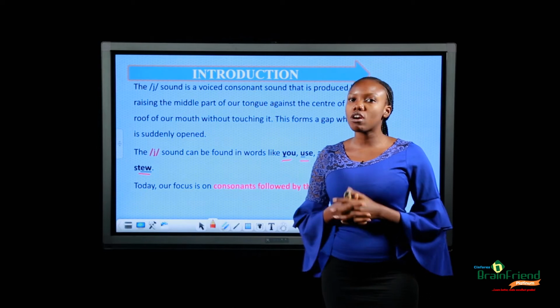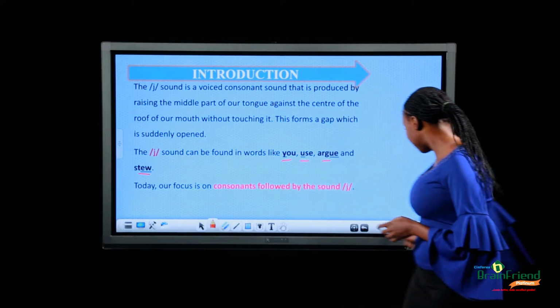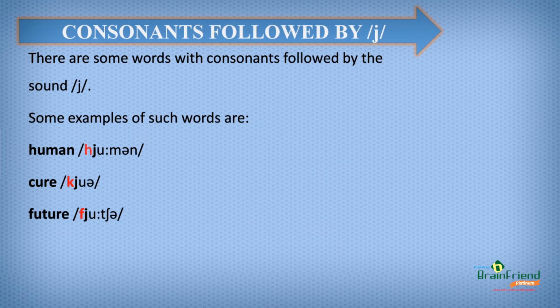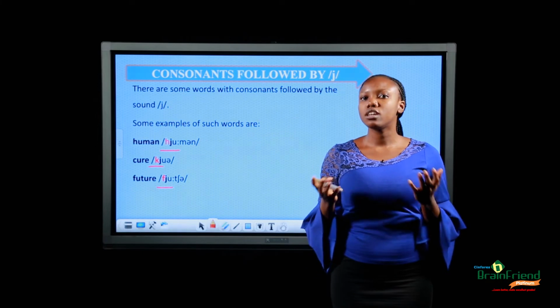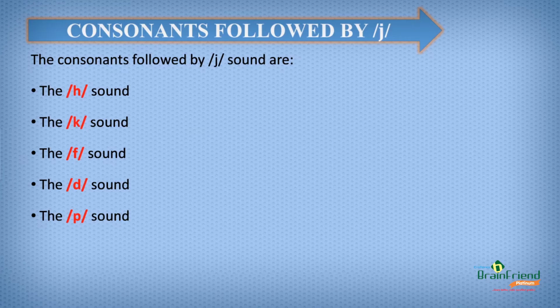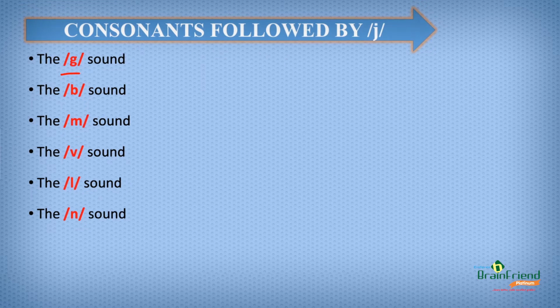Now, let's look at words with the consonants followed by the H sound. We have words like human, cure, and future. Having seen this, let's quickly identify the consonants followed by the H sound. The consonants followed by the H sound are the H sound, the K sound, the F sound, the D sound, the P sound, the G sound, the B sound, the M sound, the V sound, the U sound, and finally the N sound.